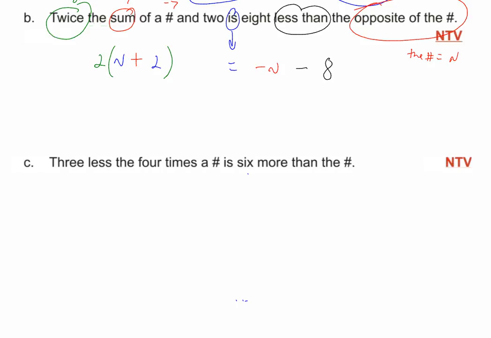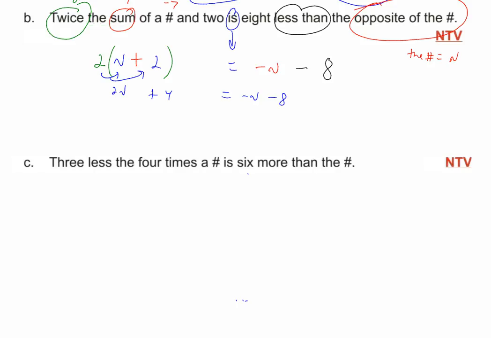All right, so there's the equation. Now we got to solve it. We're going to distribute first. Do you agree? 2 times n is 2n. 2 times 2 is 4. And we still have a negative n minus 8 on the other side.